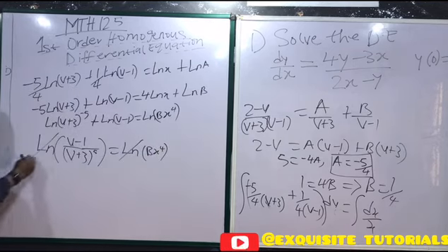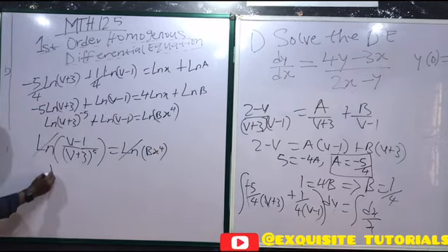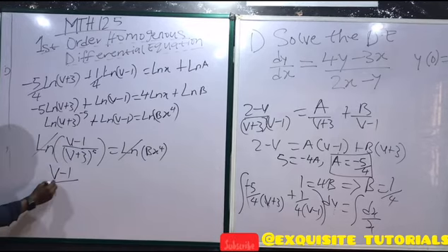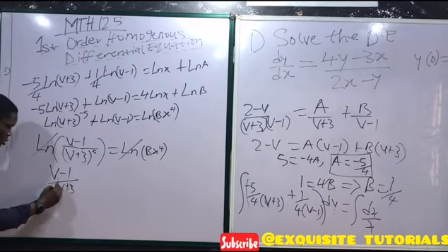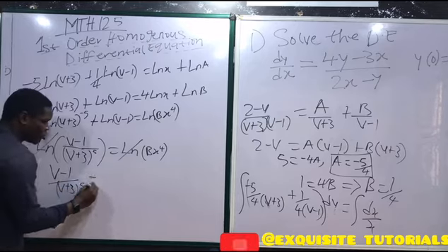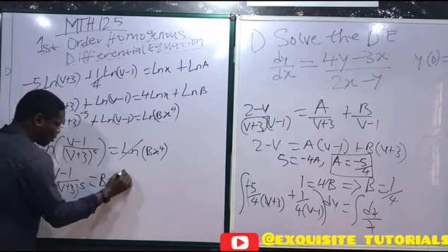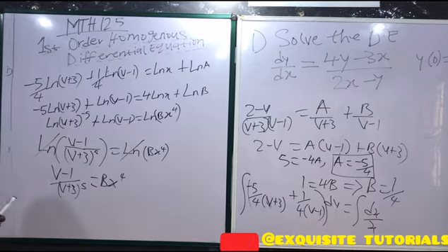Now this natural log can cancel out easily. So we are left with (v minus 1) all over (v plus 3) raised to power 5 equals b x raised to power 4. We are not done.